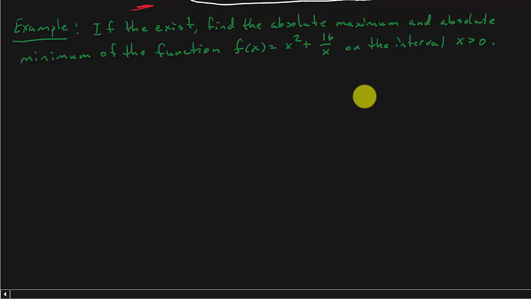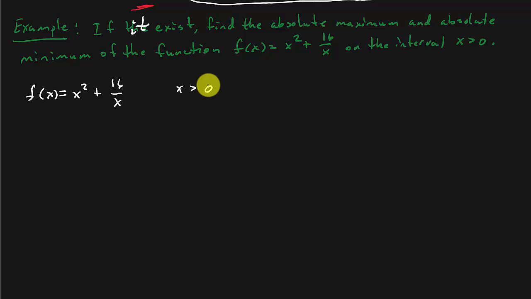All right. So here we've got, if they exist, that probably should say if it exists, find the absolute maximum and absolute minimum of the function f of x equals x squared plus 16 over x on the interval x greater than 0. All right. So let's see what we've got here.